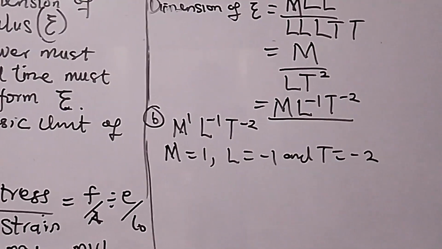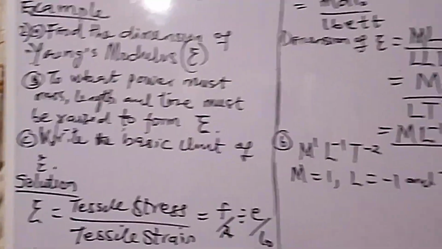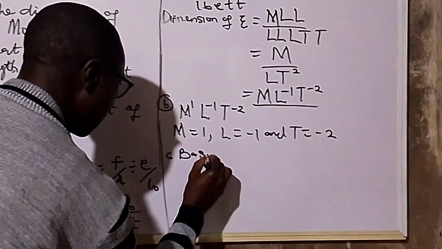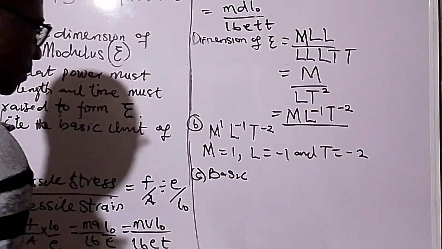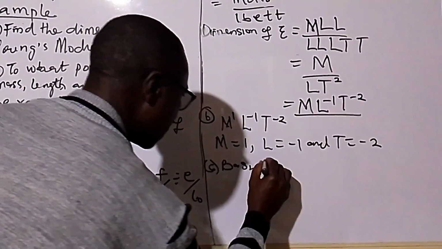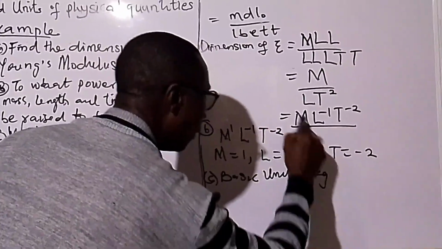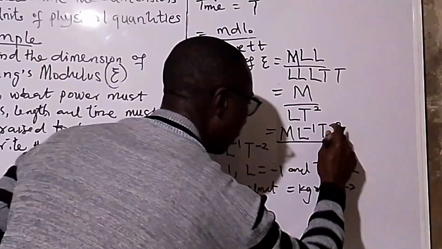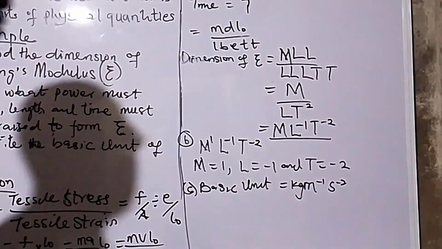To answer the final question, which is C, write the basic unit of Young modulus. The basic unit is the unit from the fundamental quantities of the 8 basic units. It will be kilogram for mass, meter for length, and second for time. It will be kilogram per meter per second squared.